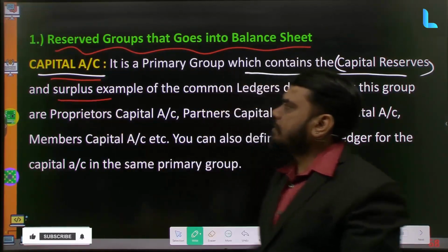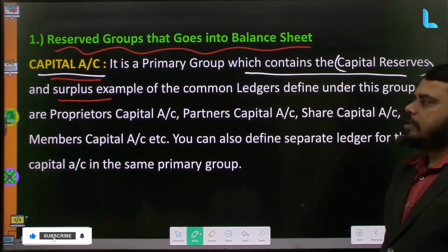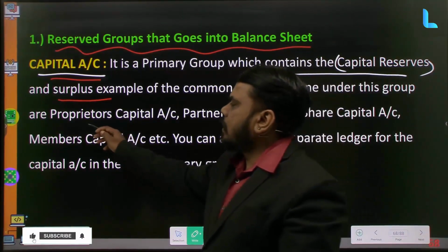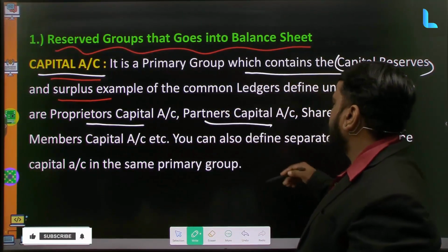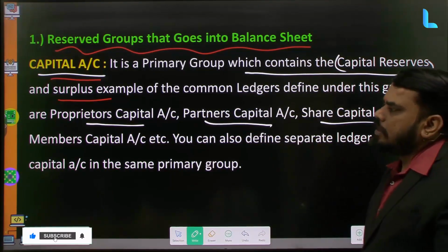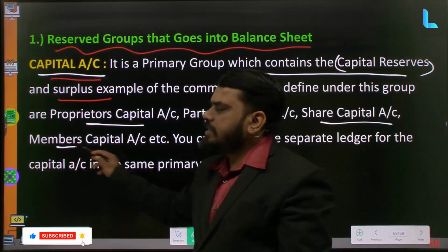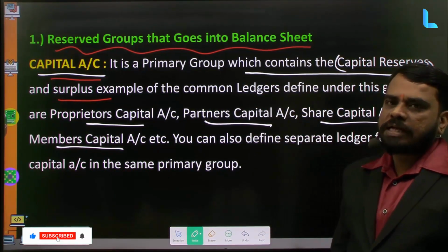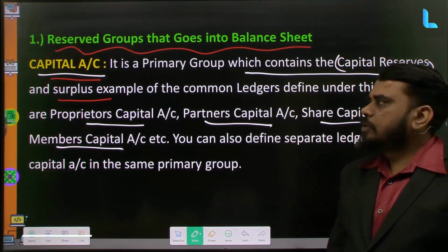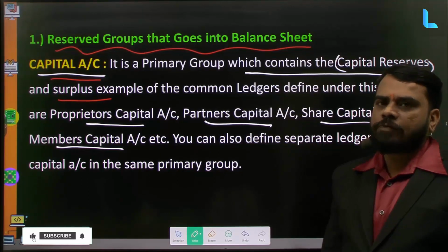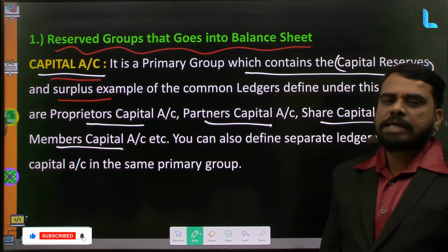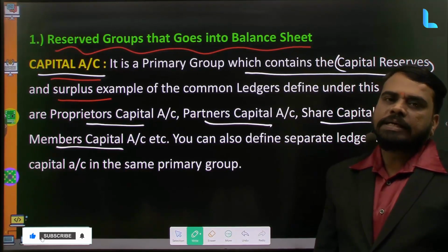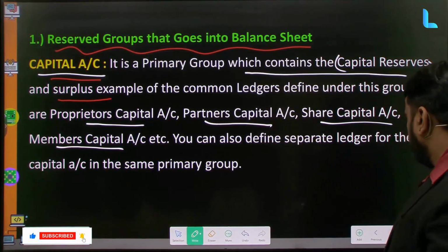So it is one of the examples of capital account, you can say. Other examples which are very common are proprietor's capital account, partners' capital account, share capital account, members' capital account, etc. These are the money which is invested to run the business or start the business, right? Those fall under the account called capital account, and capital account comes under the account head, that is liabilities. So let us continue.